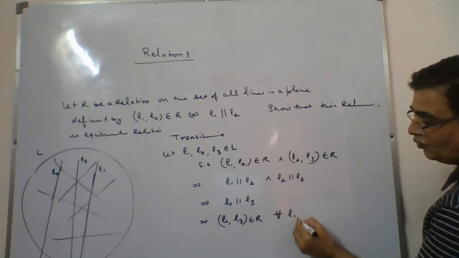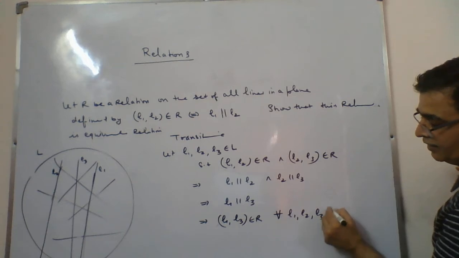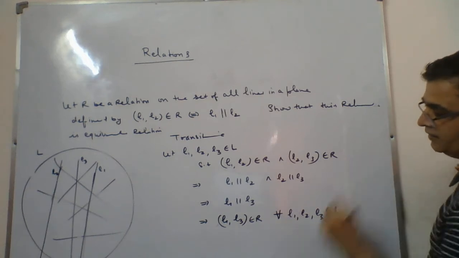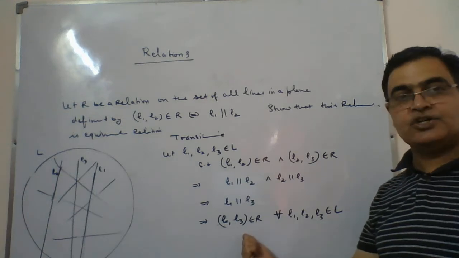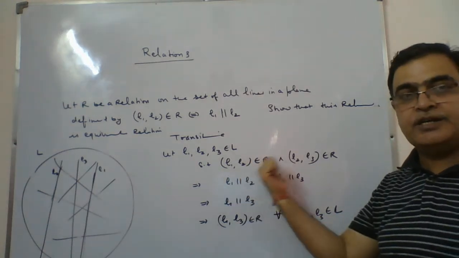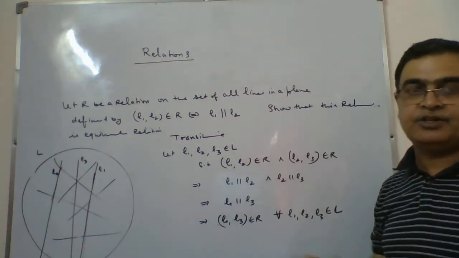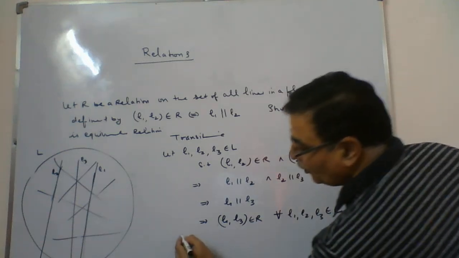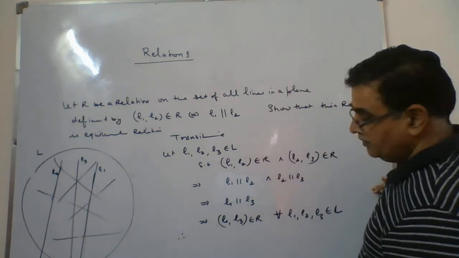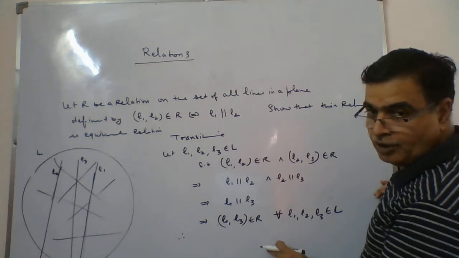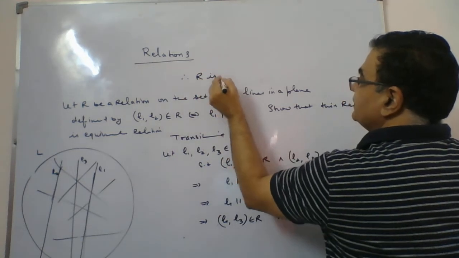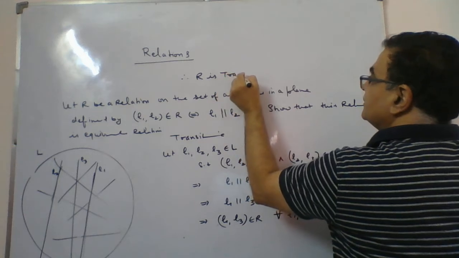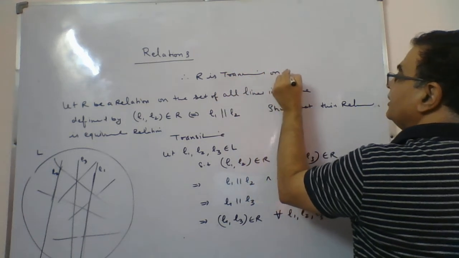For all L1, L2, L3 belongs to set L, we got this condition that if L1 and L2 are related, L2 and L3 are related, then L1 and L3 are related. So therefore, what should I say finally? R is transitive on L.